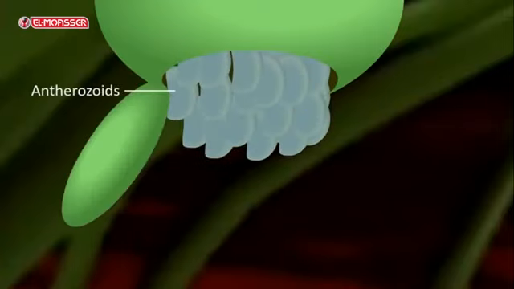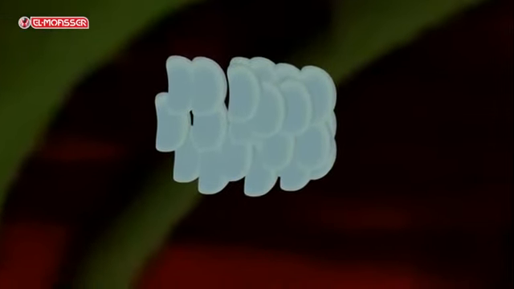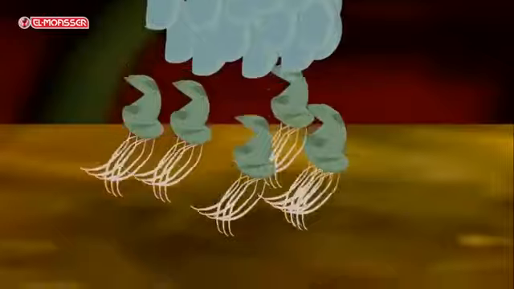After maturation, the male gametes, known as ciliated sperms, are released from the antheridia and swim over the soil water until they reach the mature archegonia to fertilize the egg, forming the zygote, which is diploid, 2N.